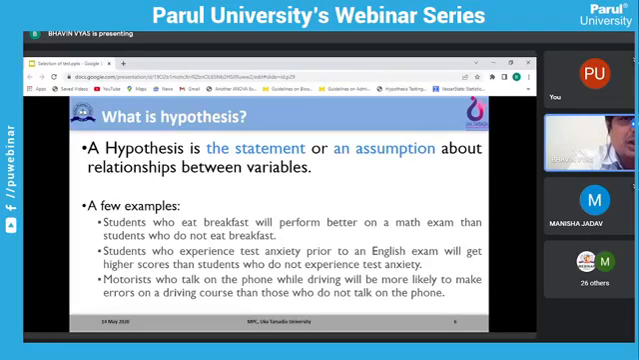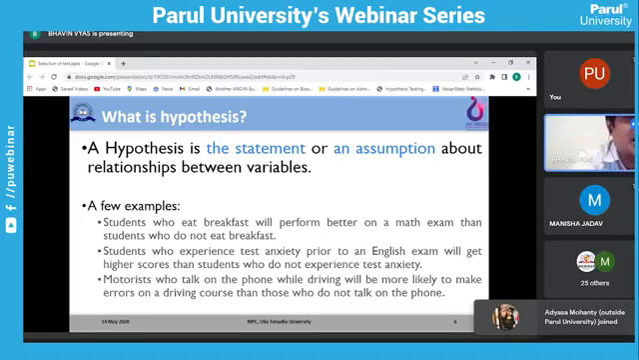So then, by collecting data, we will be establishing a relationship, that the assumption I have stated, or the statement I have given before starting my experiment, is accepted or rejected. So that's why the rational approach to research says you need to form a hypothesis, a statement or assumption about the relationship between variables.